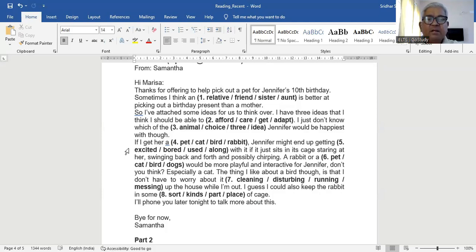If I get her a cat, because cat is on the second list. So cat, Jennifer might end up getting dash, excited, bored, used, along, bored with it if it just sits in the cage. So is it cat? Cat cannot sit in the cage. It should be bird. If I get her a bird, Jennifer might end up getting bored. So that is the right answer.